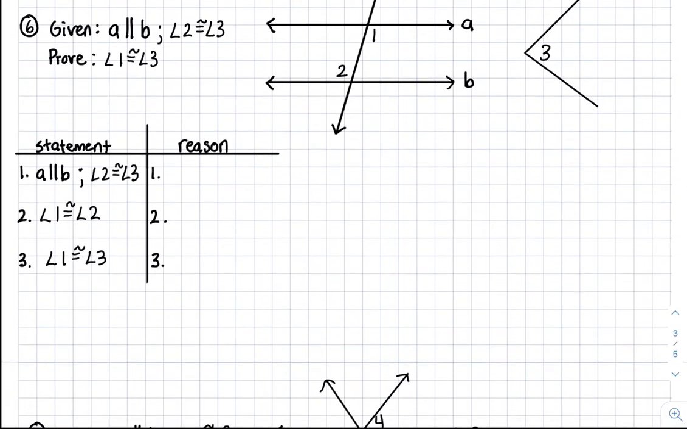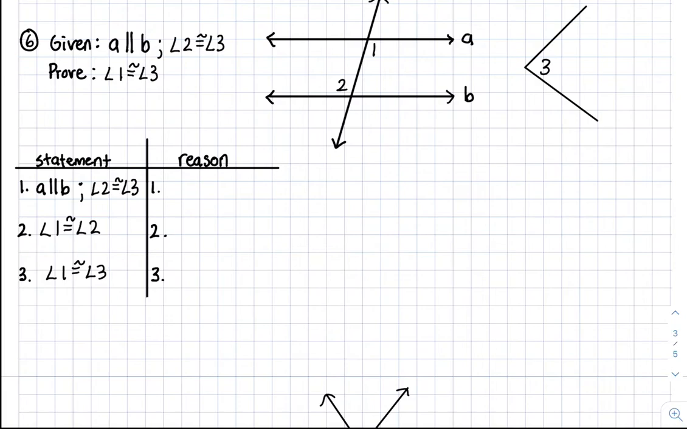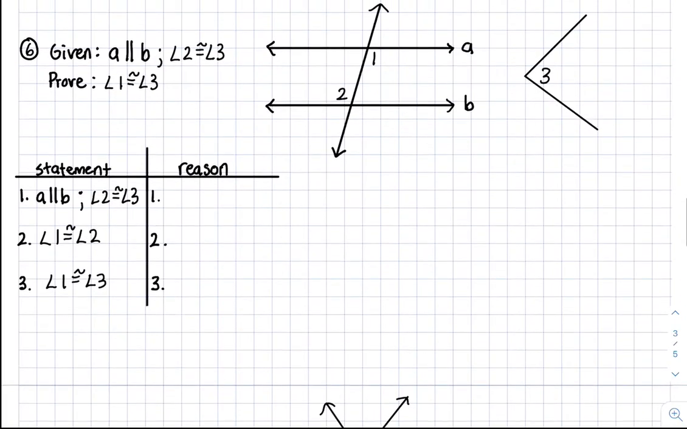6. So A is parallel to B, and angle 2 is congruent to angle 3. That's given. Okay, so it says angle 1 is congruent to angle 2, right? Why? Well, when I look at this, hey, angle 1 and angle 2, those are alternate interior angles. And we know if we have two parallel lines cut by transversal, alternate interior angles are congruent.